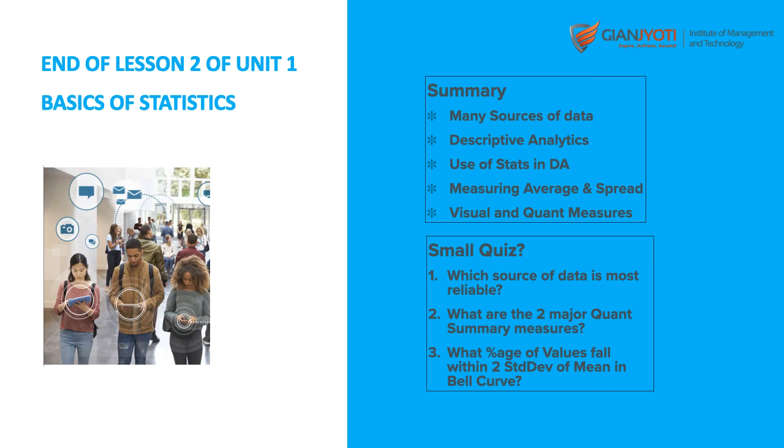I hope you have written your answers, and I pray that all the answers are correct. The first answer is primary, the second is average and standard deviation, and the third is 95%.